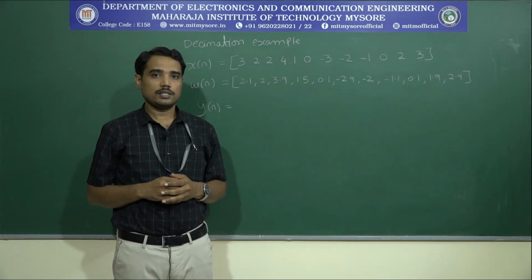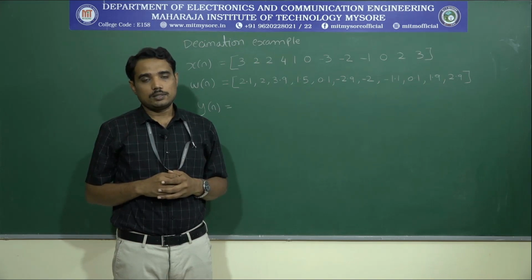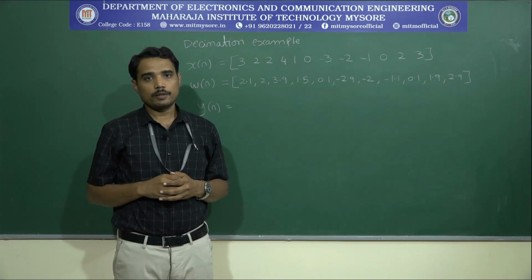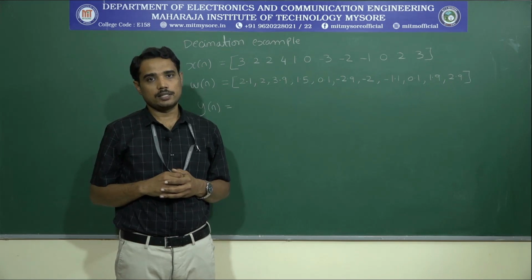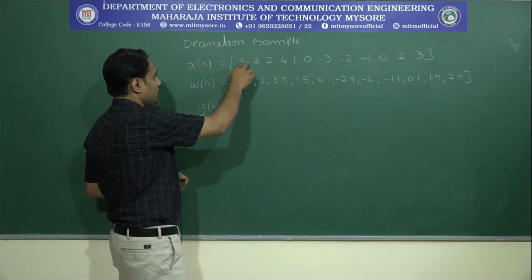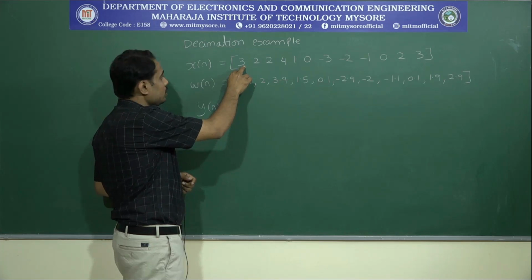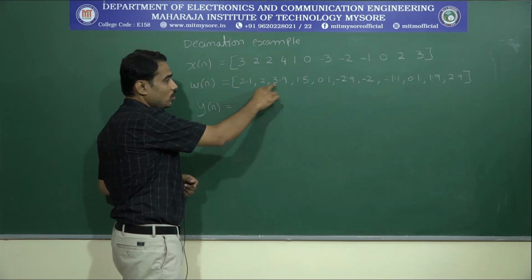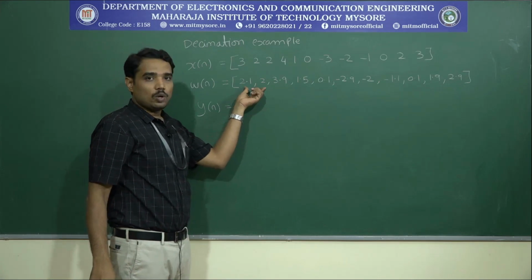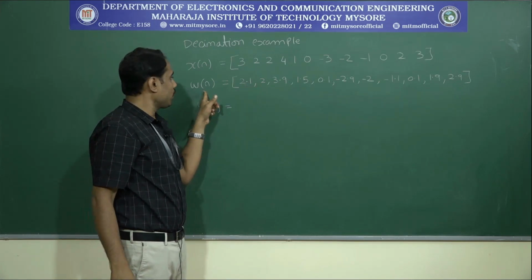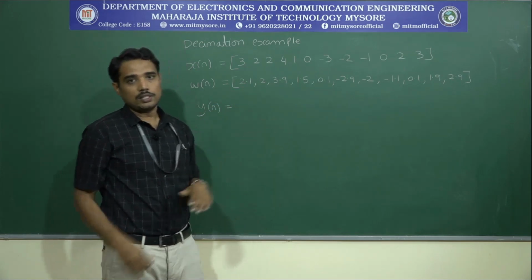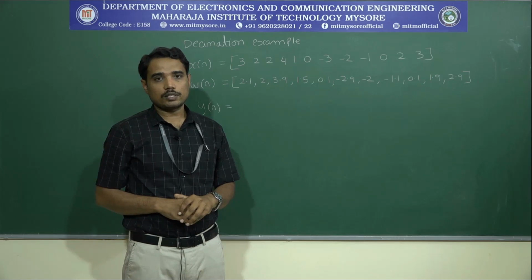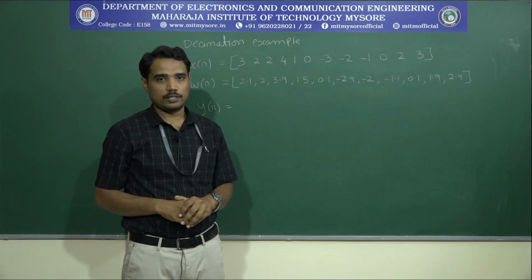Why are we going to pass the sequence through a digital low pass filter? The purpose is to filter out the high frequency component and to maintain the proper sampling rate conditions. After passing the signal x of n through a low pass filter, we get the low pass filtered output sequence in the form of w of n. Then after passing through the LPF, we are supposed to perform downsampling.